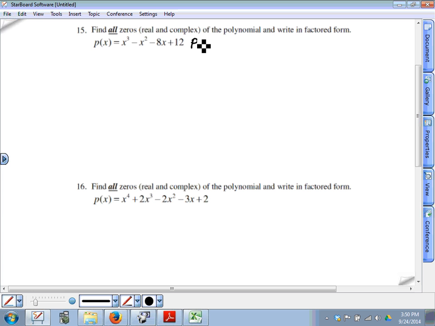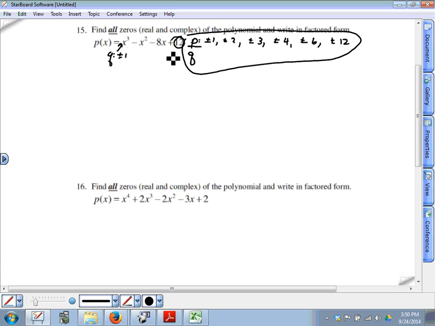So P comes from the factors of 12, which are plus or minus 1, plus or minus 2, plus or minus 3, 4, 6, and 12. And then Q comes from the leading coefficient of the polynomial, which in this case the factors are just plus or minus 1. So if we take all the factors of P and divide them by the factors of Q, then really what we end up with here is this list. This is a list of possible rational zeros.